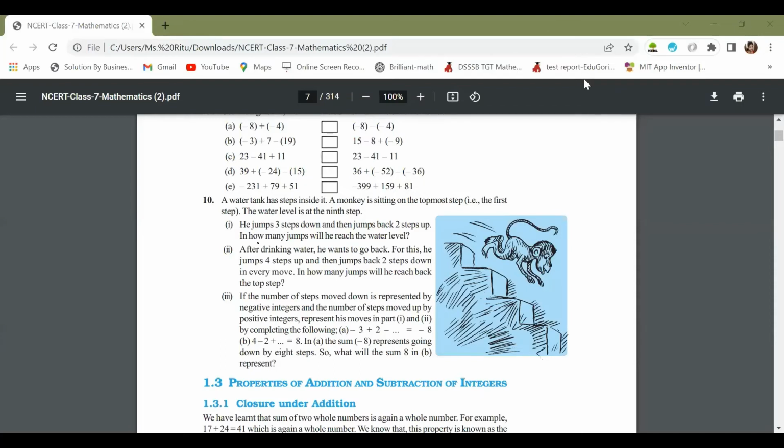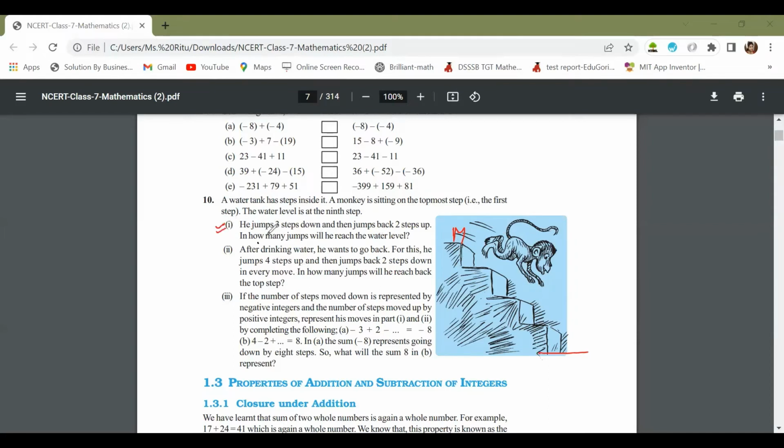Question number 10. What question number 10 is saying: a water tank has steps inside it. So this is a water tank, and inside it, look, steps are made here, okay? Now a monkey is sitting on the topmost step. So here our monkey is sitting, that is the first step. The water level is at the 9th step. So the water level is at the 9th step below. He jumps 3 steps down.